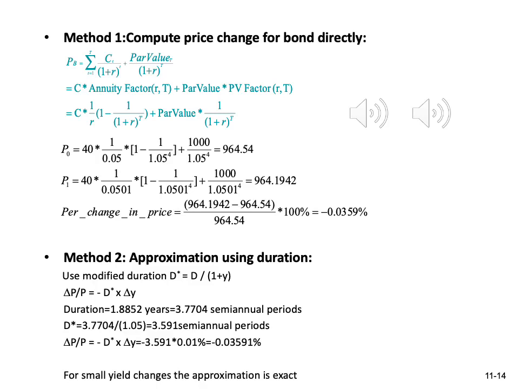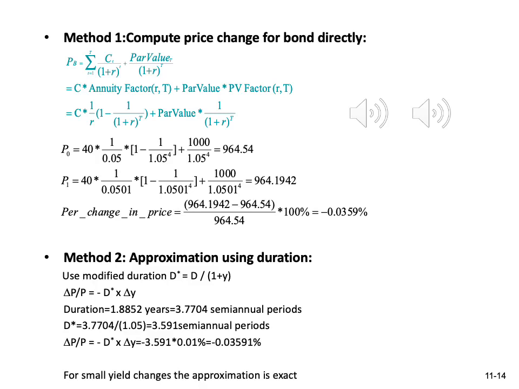You can see the percentage change in the price is negative 0.0359%. Because we are seeing an increase in the yield, there is an inverse relationship between the yield and the price. So an increase in the yield results in a decrease in the bond price.